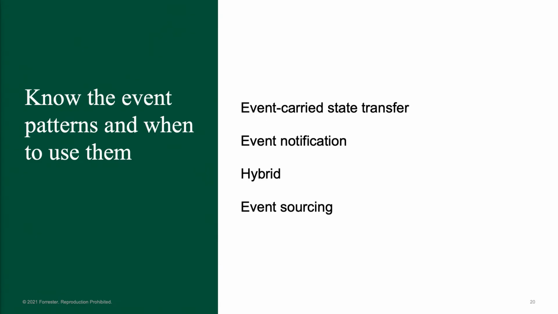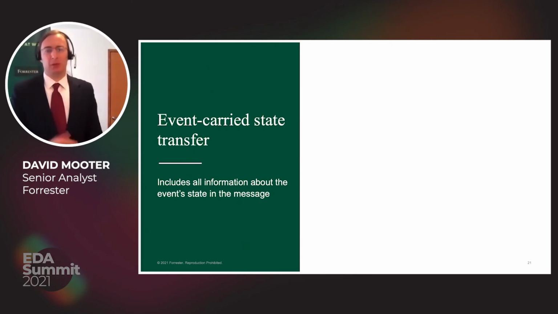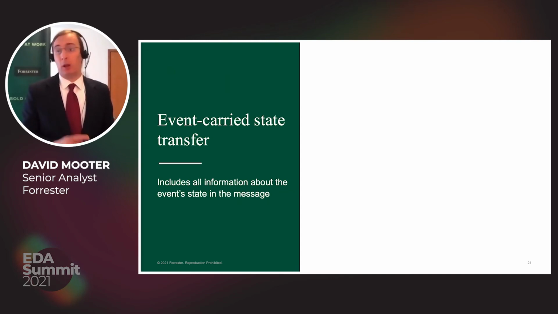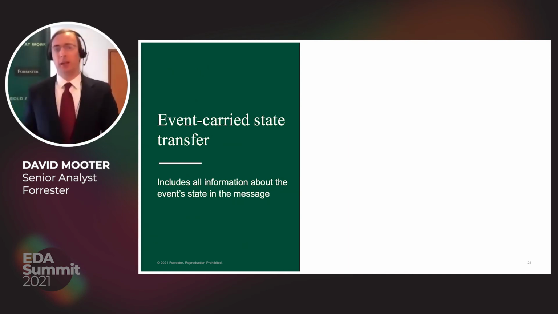So the first of these patterns is event carried state transfer. And this includes all information about the event state in the message. So I'll give an example. Suppose you're an insurance company and you're publishing events from your policy servicing app about policy renewals, policy changes. Let's say a policy change to add a driver in a vehicle. The event would include everything about what the policy looked like before those were added and after they were added.